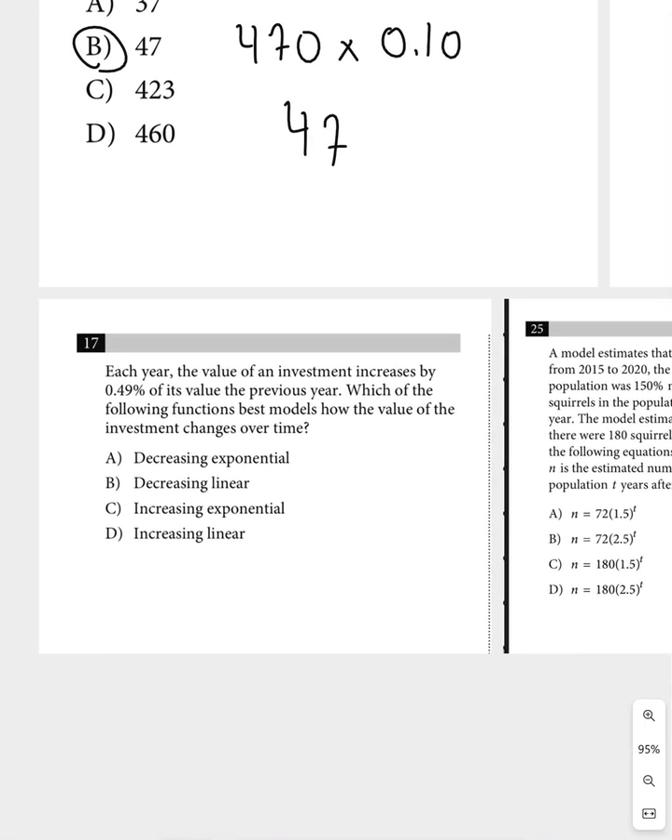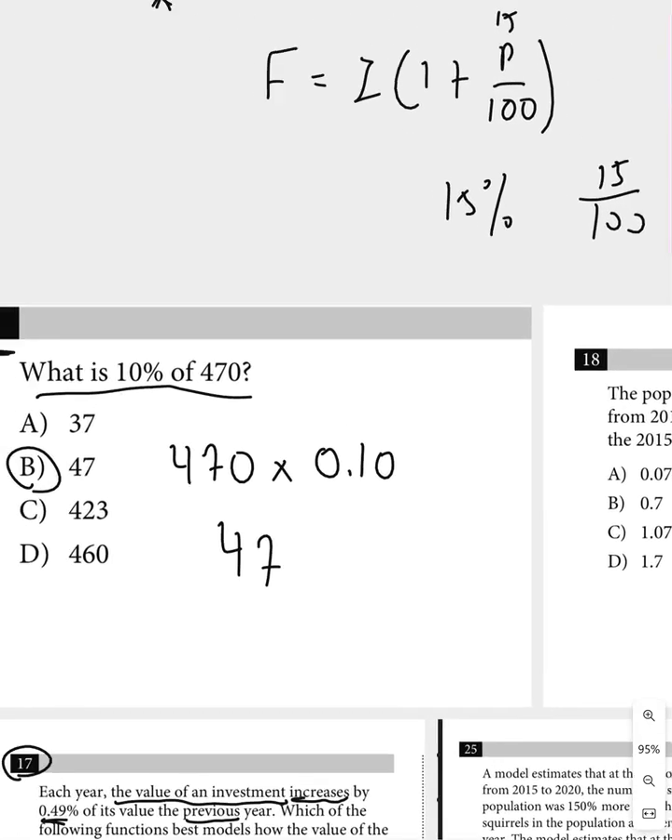So let's try number 17. I would say this is in between a medium and hard level question. Each year the value of an investment increases by this much percent of the previous year. Which of the following functions best models this? So forget the second part of the question. Let's just set up the equation for the first part, and then we can look at the second part. Since we're doing percent increase, we're going to use the same formula that we looked at.